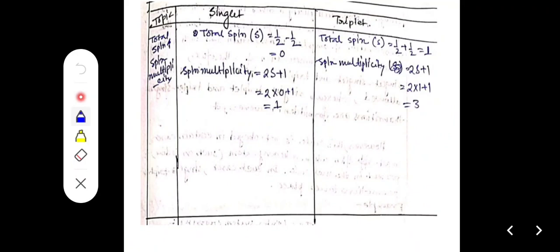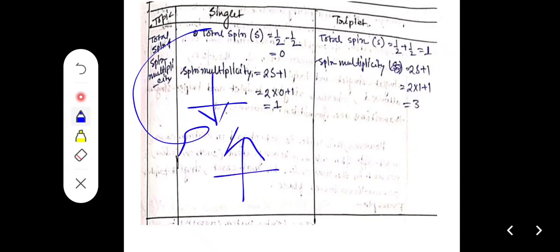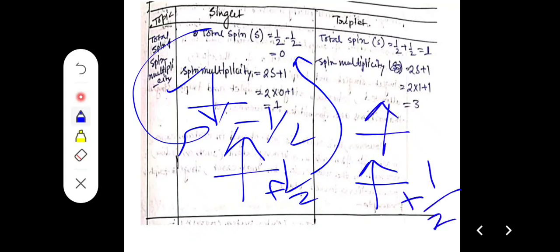Now singlet state, total spin is half minus half, 0, because one orientation exhibits this, the other exhibits this. So this is plus half and that is minus half. Due to this we get an overall value of 0. Spin multiplicity 2 into 0 plus 1, that is 1. Now we consider the triplet state, where S must be plus half plus half, because one direction is of this, the other direction is this. If this is plus half, this should also be plus half. So we get a total spin of 1. Spin multiplicity 2S plus 1 is 2 into 1 plus 1, so ultimately we get 3.